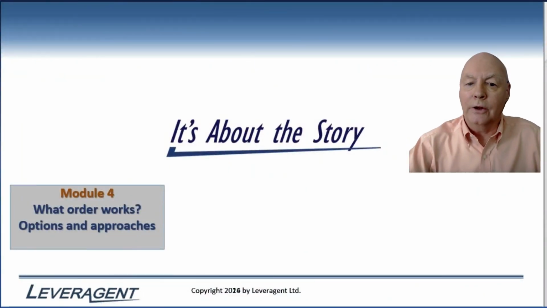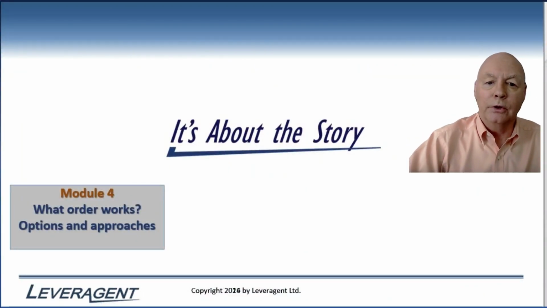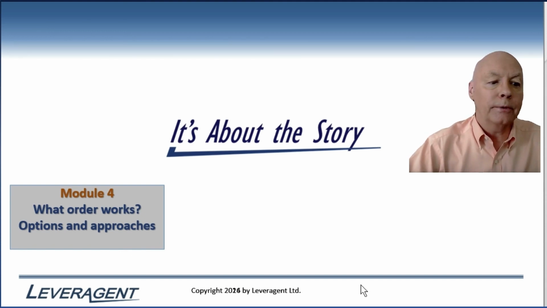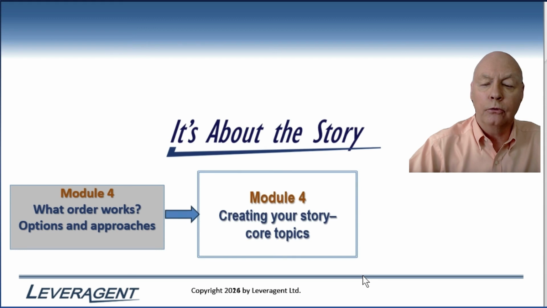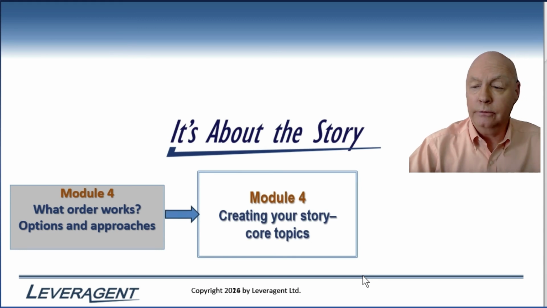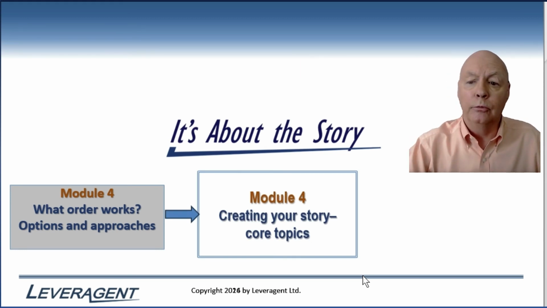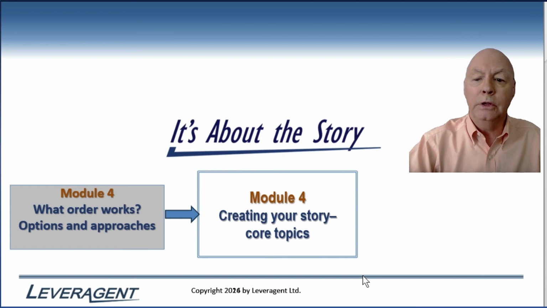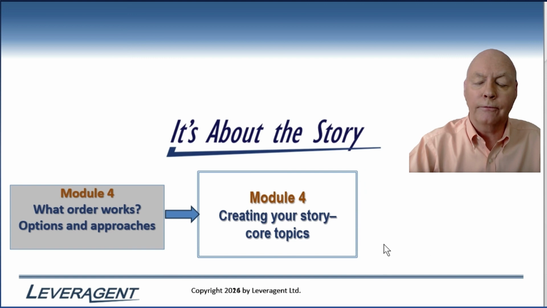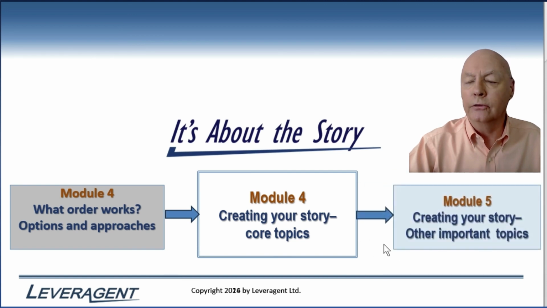So that is it for module 4. Hopefully it works. Now we're going to build on that from the order and go back to some of those core topics that we talked about in an earlier module, the product, the market, the team, and the business model, and how you work them into a well-crafted story and the things that you use for graphics and things like that. And then just a little look ahead, we will go into some other topics like intellectual property and things like that for the module after that.